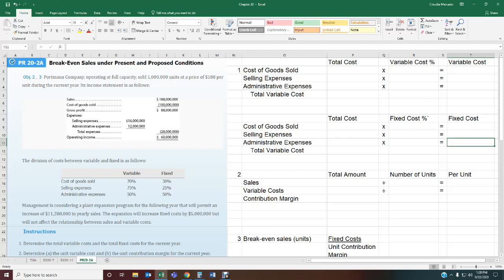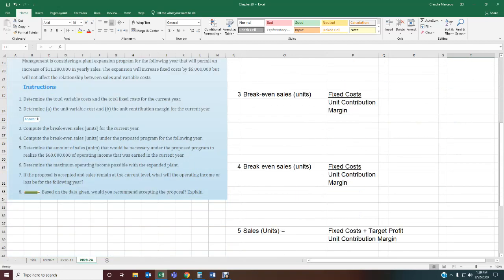The division of cost between variable and fixed is as follows. We have the variable percentage and the fixed percentage for my cost of goods sold, selling expenses, and admin expenses. Management is considering a plant expansion program for the following year that will permit an increase of 11,280,000 in yearly sales. The expansion will increase fixed costs by 5 million, but will not affect the relationship between the sales and variable costs. So we have a lot of requirements here.